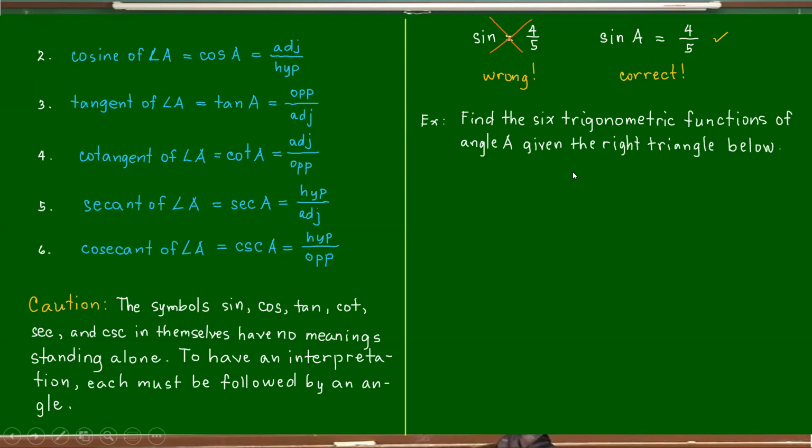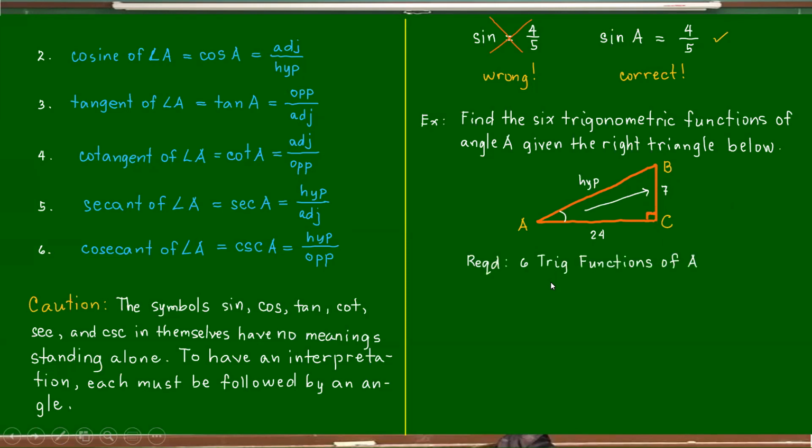So let us have an example. Find the 6 trigonometric functions of angle A given the right triangle below. This is the right triangle ABC, having the following sides. BC is 7 units, AC is 24 units, and the hypotenuse is unknown. Since we do not know the hypotenuse, we have to find it first, because to define the 6 trigonometric functions, we should know all the sides.